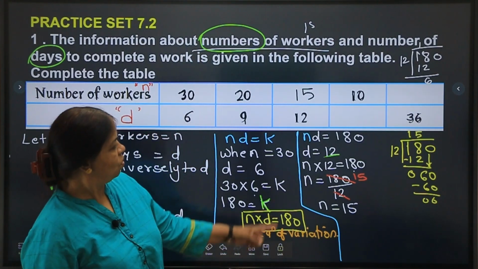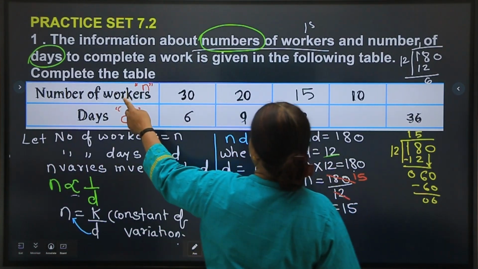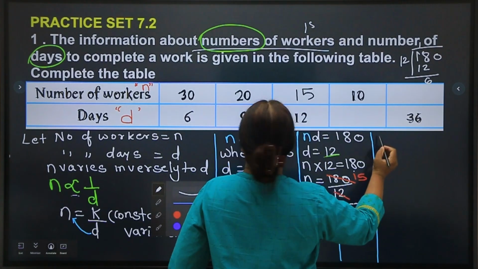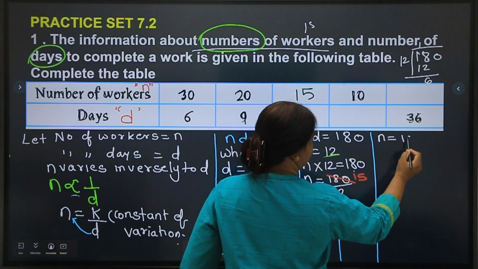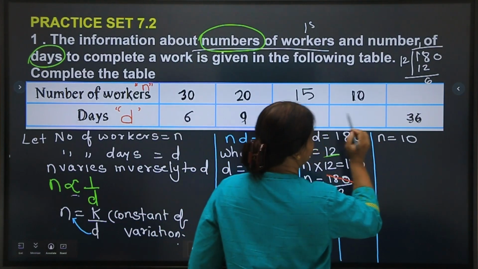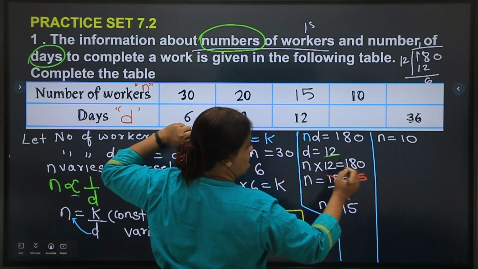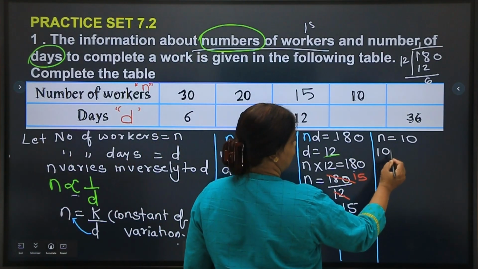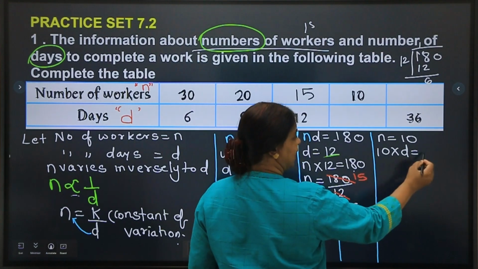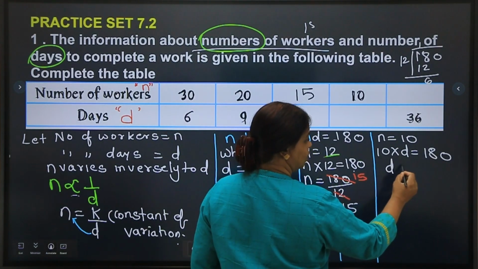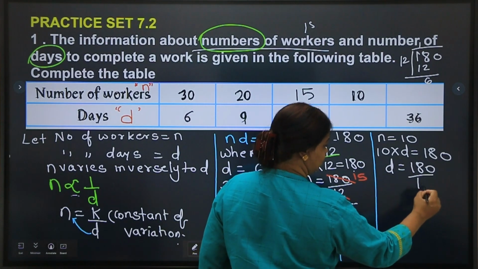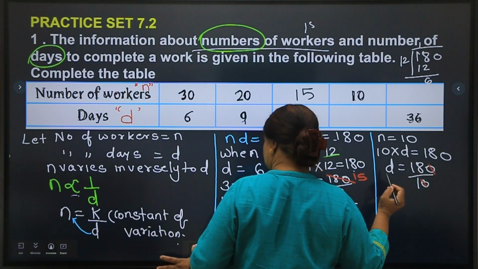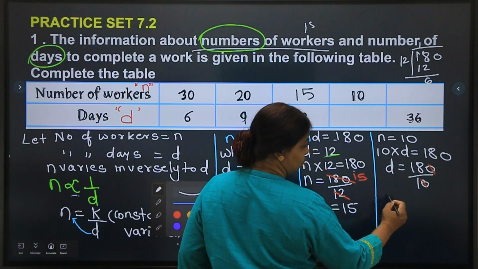So what will be the value of d when n is 10? Here n is equal to 10. We need to find out d. In the equation of variation we know nd is equal to 180. So 10 into d is equal to 180. Now d is equal to 180 upon 10. 0 will cut by 0 and the d value will be equal to 18.